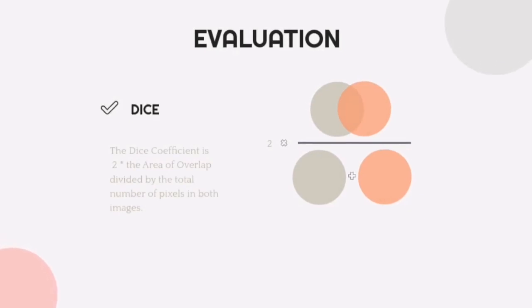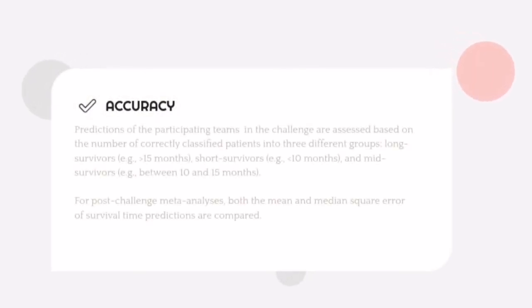Participants in the BraTS challenge and people who use this dataset should report their results based on 2 different metrics. One of them is the dice coefficient. Dice coefficient is used for evaluation of methods in segmentation and uncertainty tasks. For survival time prediction, accuracy is used.